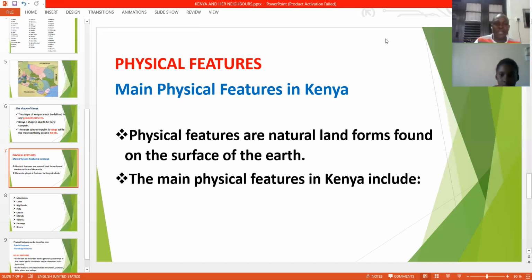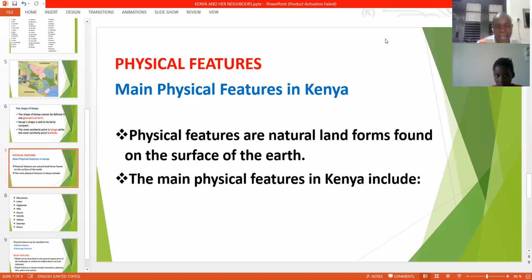As you can see from the notes, physical features are natural landforms found on the surface of the earth. When you hear something to do with natural landforms, what does it mean? Things found on the surface of the earth. Yeah, things that are found there and they were not created by anybody. When you hear something natural, it was created by God himself. So we were just born and found them there. So we're going to look at these main physical features in Kenya.